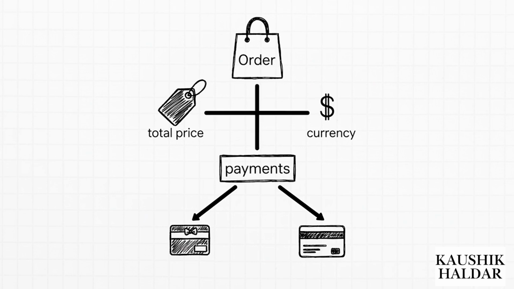This is a pretty simple model of a customer's order. But just notice how clearly everything is defined. You've got the order, which has a price total, a currency code, and details about the payments. It even breaks down how the person paid, part with a gift card, part with a credit card. It's completely unambiguous. Any system that reads this data knows exactly what it represents.